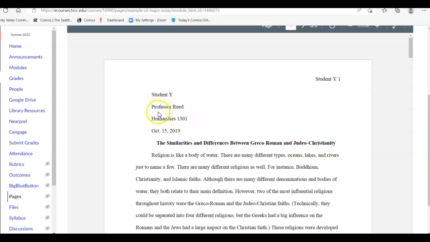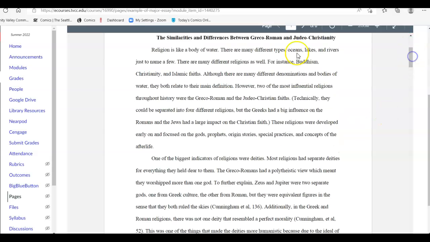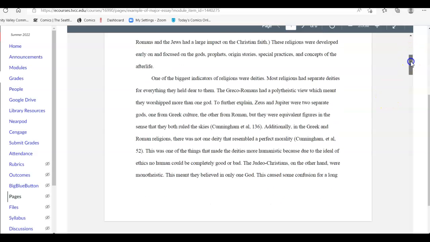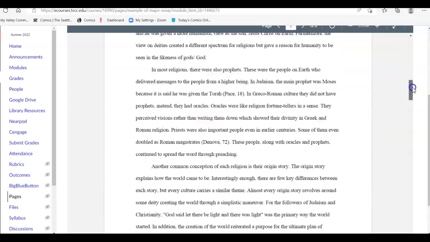You'll have your name, my name, the course, and the date. Then you'll have the title of your essay. And then you will tab over once for your first paragraph. And you'll write your paragraph. You'll double space the essay. You will then get ready for your next paragraph. You'll tab over again. And again, go through and just write your essay.